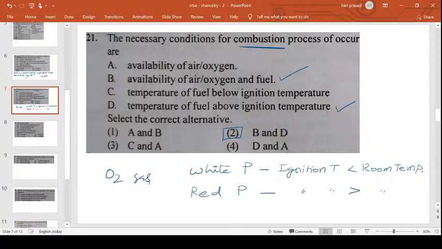Therefore, for combustion what is required? First oxygen, that is air. Then fuel, any fuel, either wood or gas, LPG gas or anything. Then the temperature of fuel should be above ignition temperature. What is ignition temperature? Minimum temperature required for combustion. That is called ignition temperature. Okay, next question.